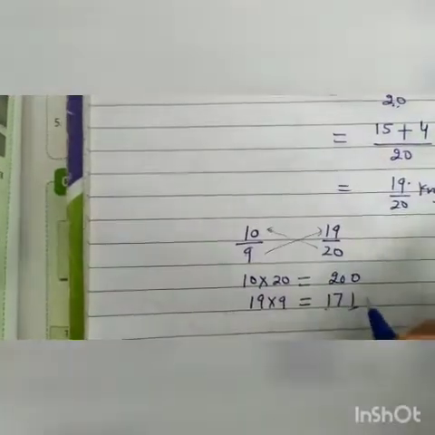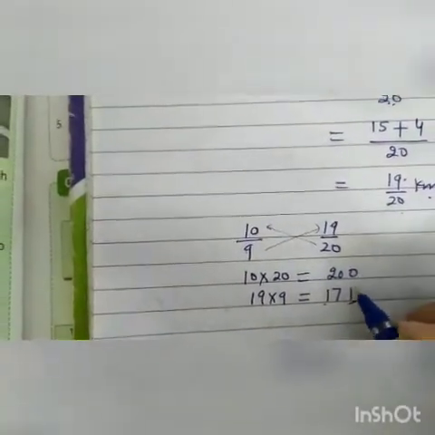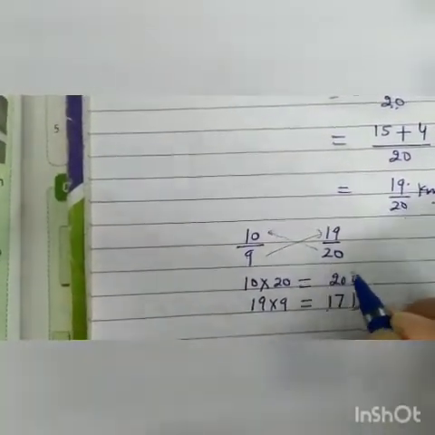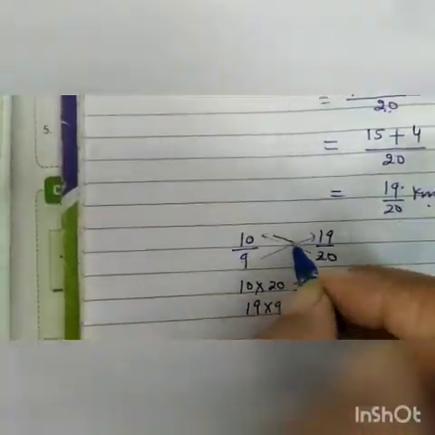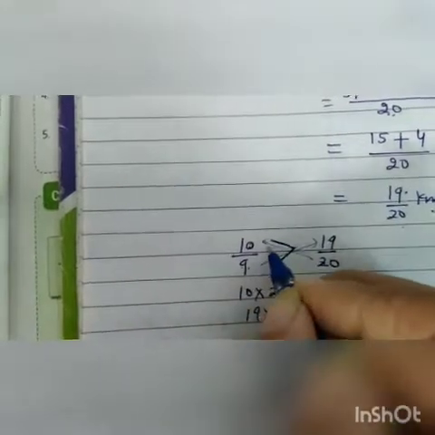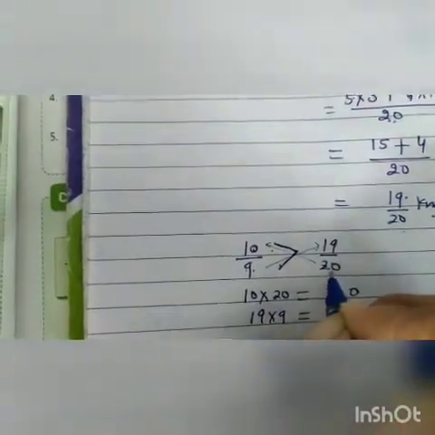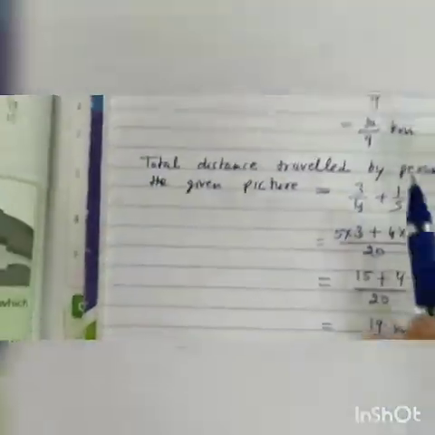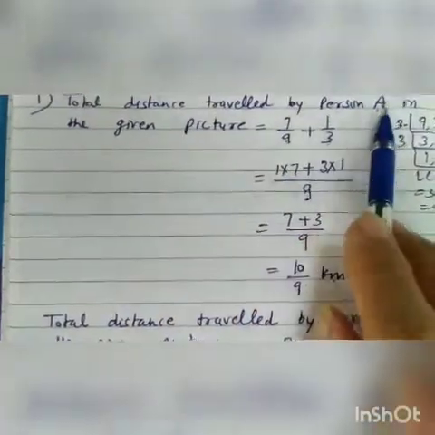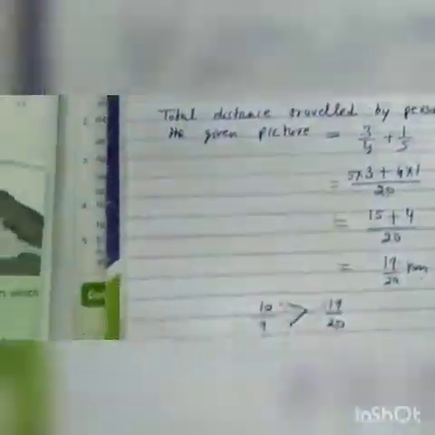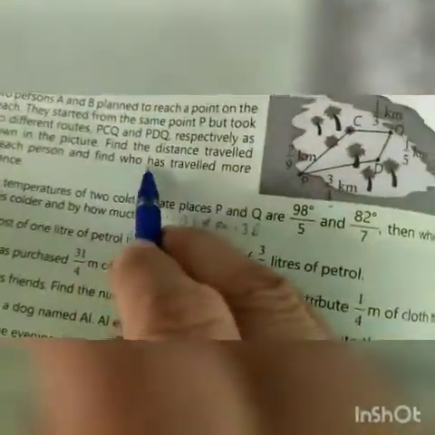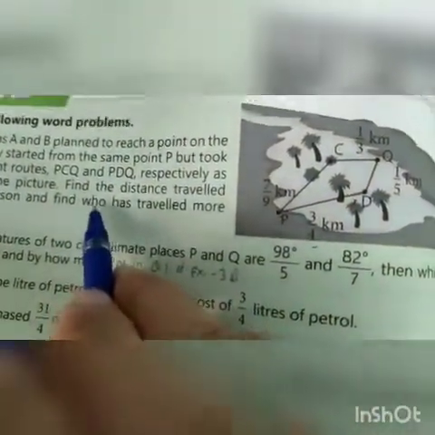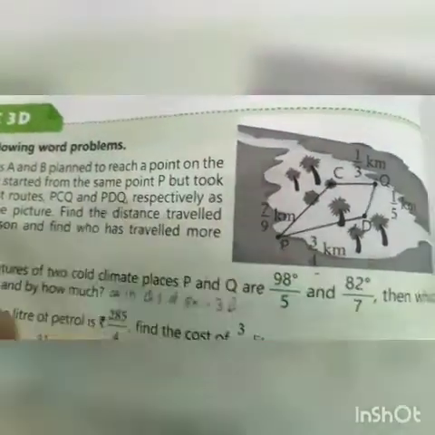is 171. So which product is greater? 200 is greater, and we get 200 by 20 and 10. So 10 upon 9 is greater than 19 upon 20. If 10 upon 9 is greater, it means person A covered more distance. So we will write here, find who. In place of who, we will write person A has travelled more distance.